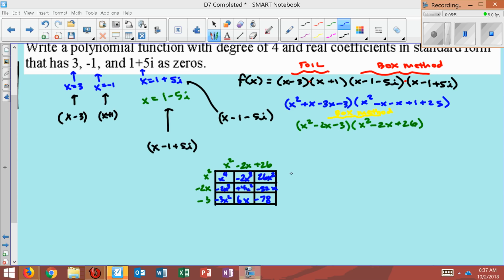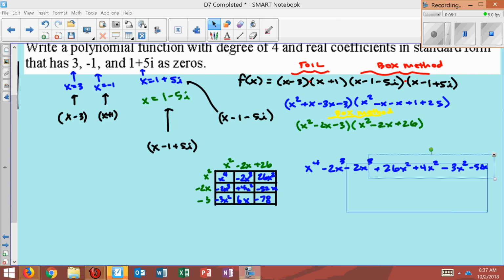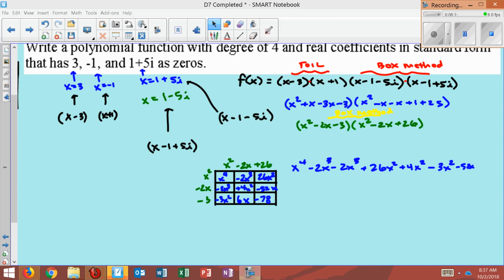And so when you write out your terms here, x to the fourth, these are your x cubed, so negative 2x cubed, another negative 2x cubed. These are my x squareds, plus 26x squared, plus 4x squared, minus 3x squared. These are my x's, minus 52x. I'm running out of room here. Oh my goodness. Plus 6x, minus 78.